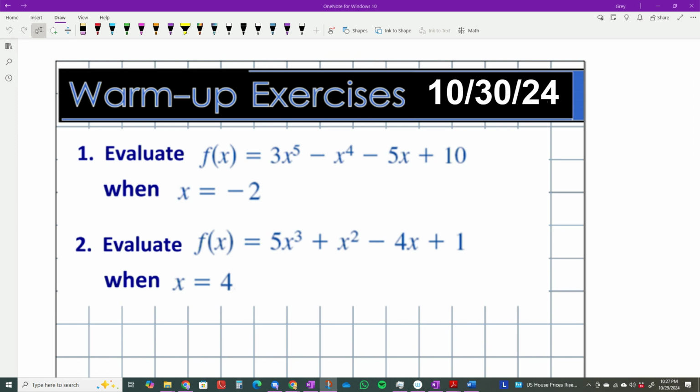Before I talk about the warm-up exercises, I want to remind y'all that you have a quiz tomorrow, 4.1 to 4.4. It is exactly like your homework problems. Know how to operate with monomials, know how to add, subtract, and multiply polynomials, know how to do long division and synthetic division, and then know how to factor polynomials.